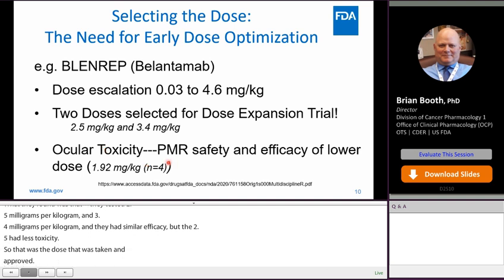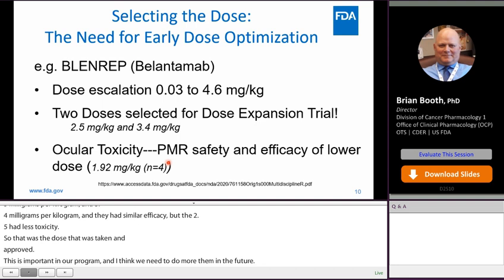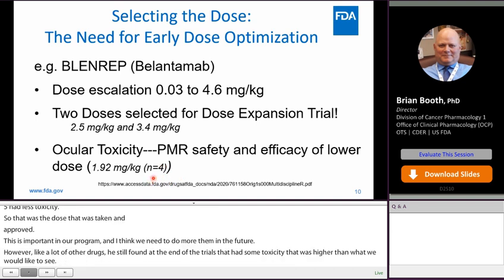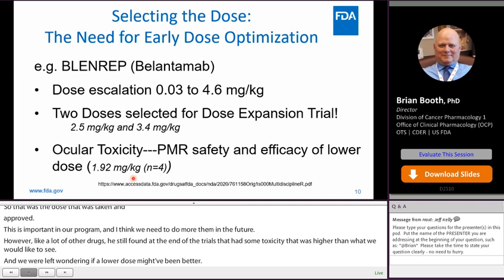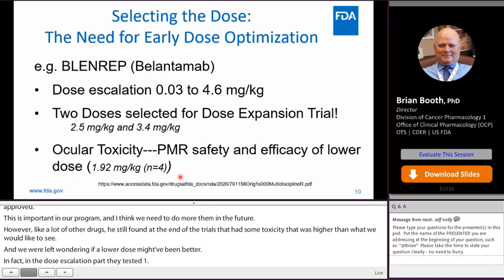However, like a lot of other drugs, we still found at the end of the trials that it had some toxicity that was higher than we would like to see. And we're left wondering whether a lower dose might have been better. In fact, in the dose escalation part, they did test 1.9 milligrams per kilogram. It seemed to have comparable efficacy, but there were only 4 patients, so there was really too few patients to make a determination about whether that's a better dose.